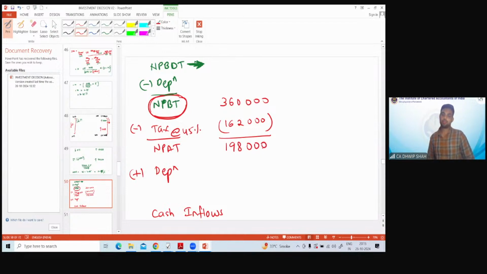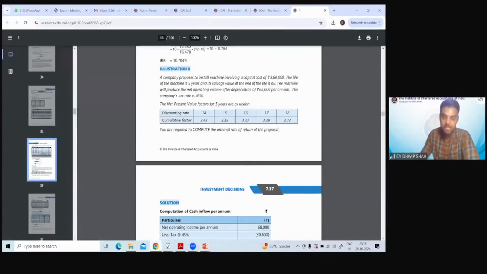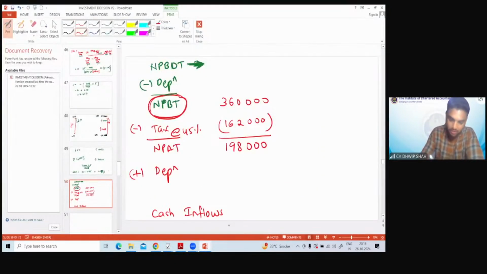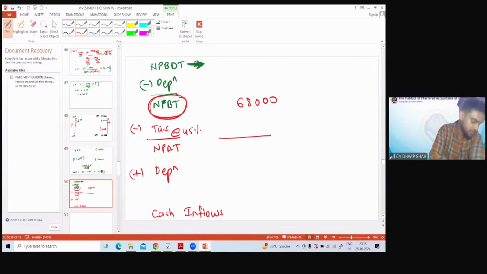Now, does the question give information on depreciation directly? It is just 68. Net operating income is just 68. 360 is my cost of the project. It is not my NPBT. Sorry, I made an error. 360 is my outflow. My NPBT is 68,000. Net operating income is 68,000. 45% of 68,000.